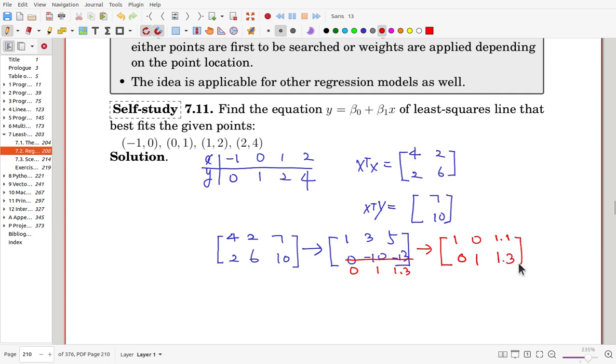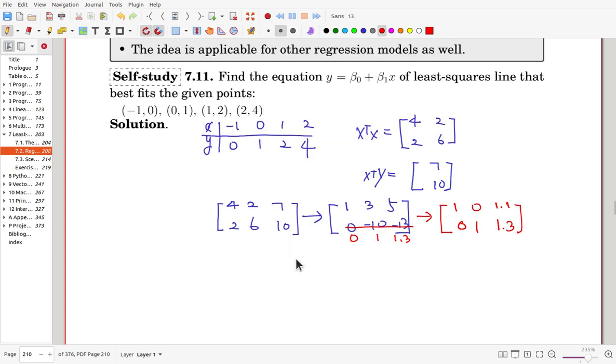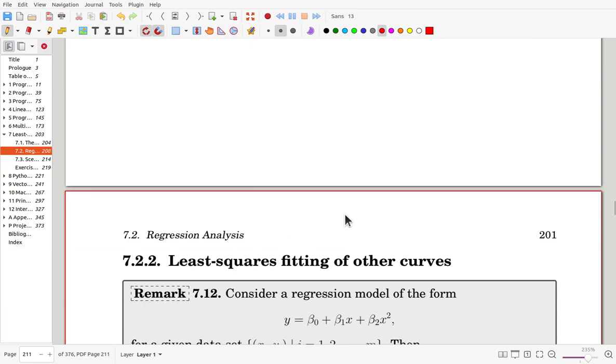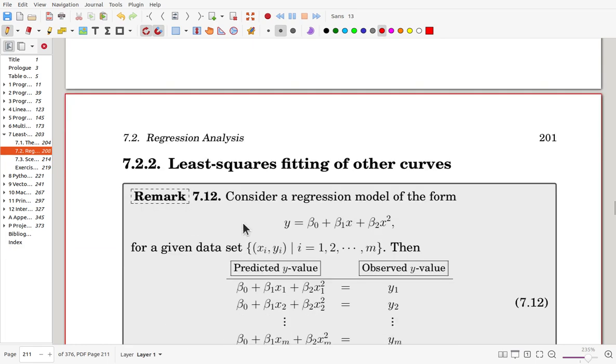1.3. That means this is beta 0 and that is beta 1, so that the model we are seeking is y equals beta 0, which is 1.1, and the slope is 1.3, times x. So that's the final answer. Okay.